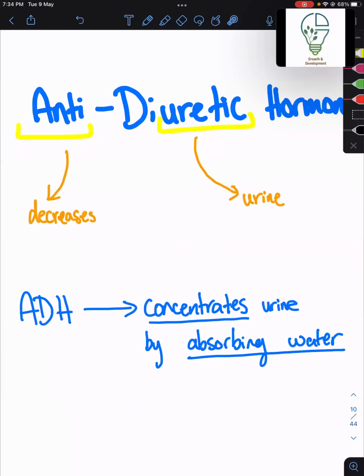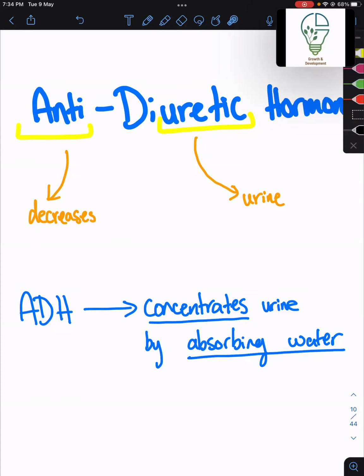Okay, the next part that we're going to be going over is called the anti-diuretic hormone. In other words, called ADH. You guys are really lucky because ADH, or anti-diuretic hormone, tells you its function by the name itself. So we all know that anti means decreases. Anti means less, right? Or to stop. So anti decreases, and uretic means urine. And so anti-diuretic means it decreases urine.